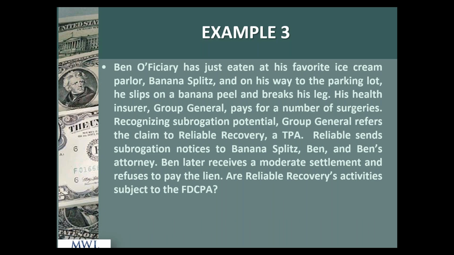Beneficiary has just eaten at his favorite ice cream parlor, Banana Splits, and on his way to the parking lot, he slips on a banana peel and breaks his leg. His health insurer, Group General, pays for a number of surgeries. Recognizing subrogation potential, Group General refers the claim to Reliable Recovery, a TPA. Reliable sends subrogation notices to Banana Splits, Ben, and Ben's attorney. Ben later receives a moderate settlement and refuses to pay the lien.